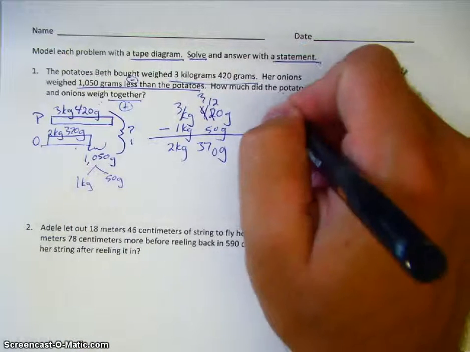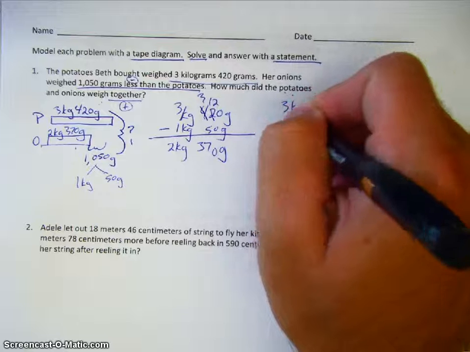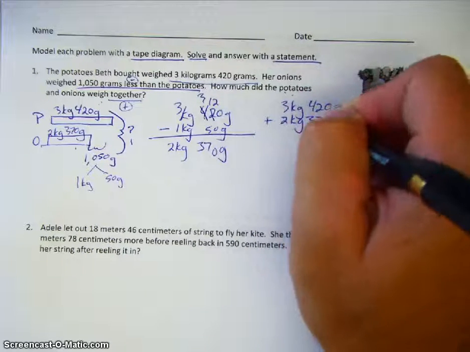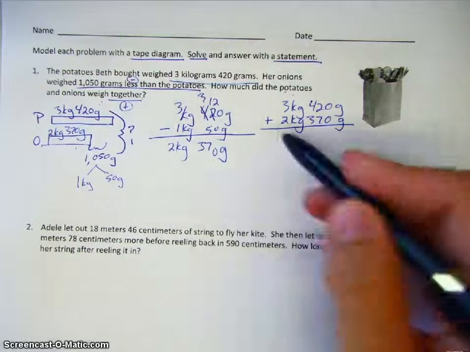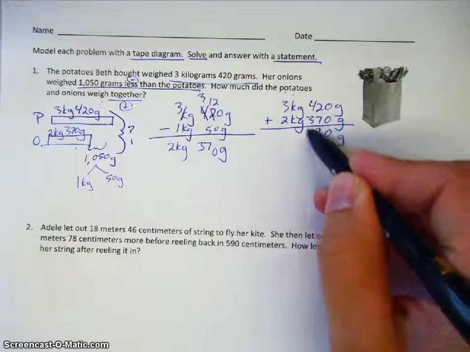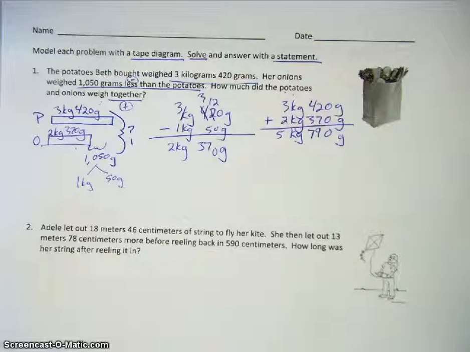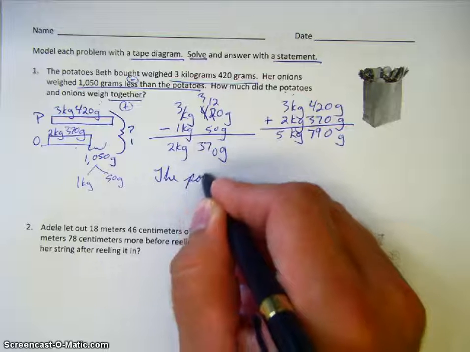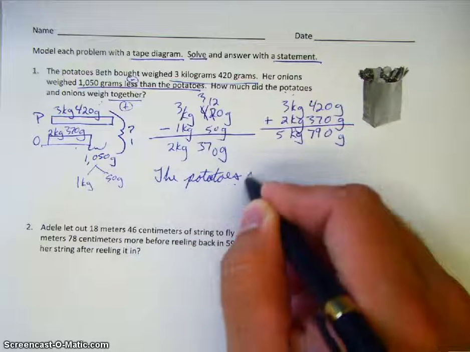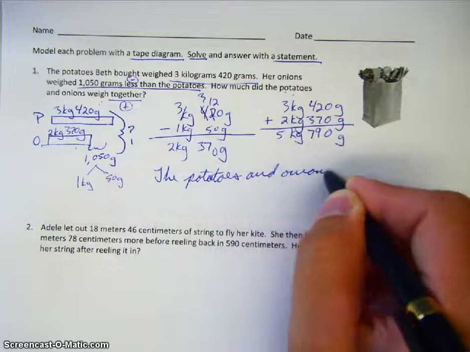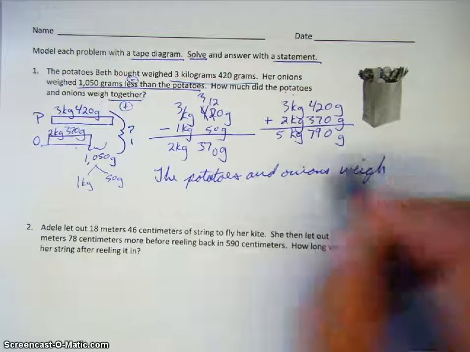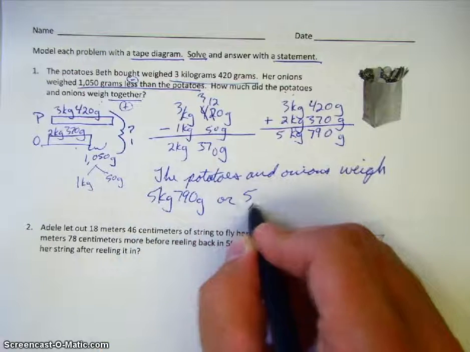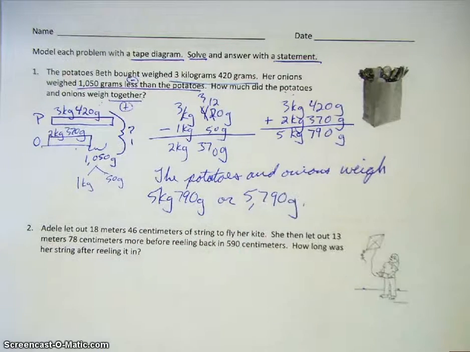So now our adding comes in. So we take the 3 kilograms, 420 grams, plus 2 kilograms, 370 grams. Okay, so now we add these amounts up. Okay, and we get 5 kilograms, 790 grams. Okay, so the potatoes and onions weigh 5 kilograms, 790 grams, or 5,790 grams. We can write it either way.